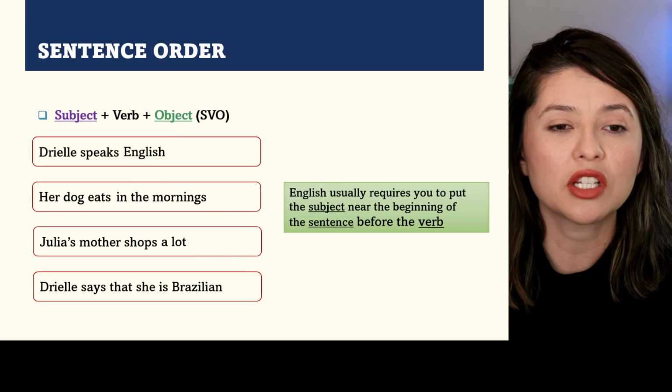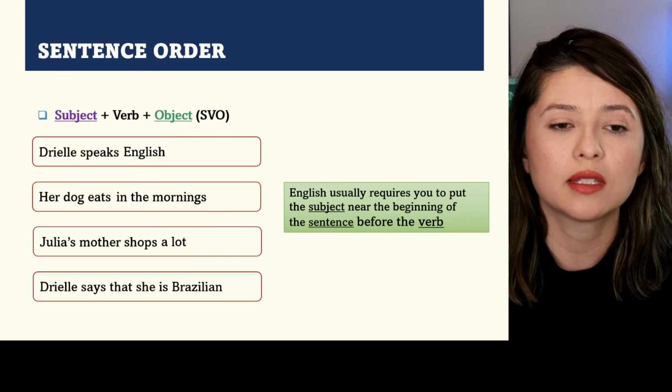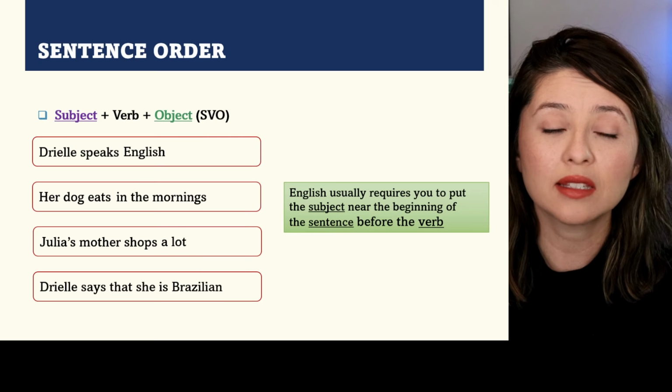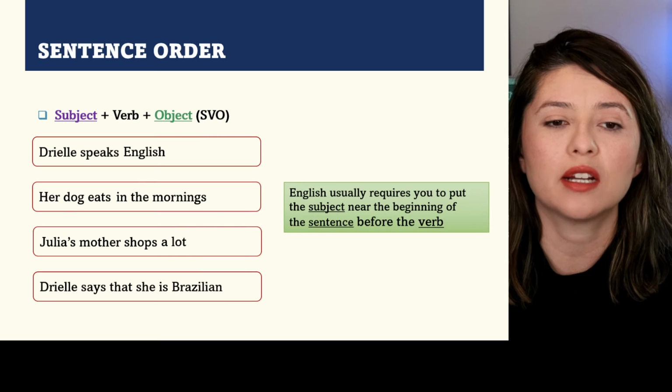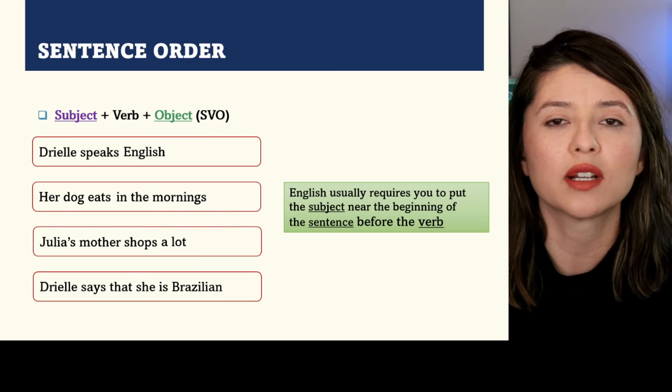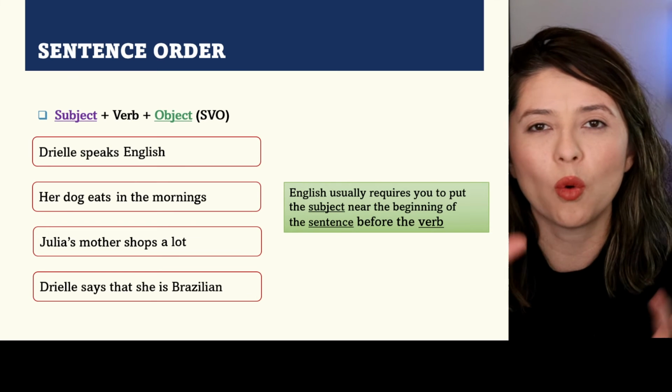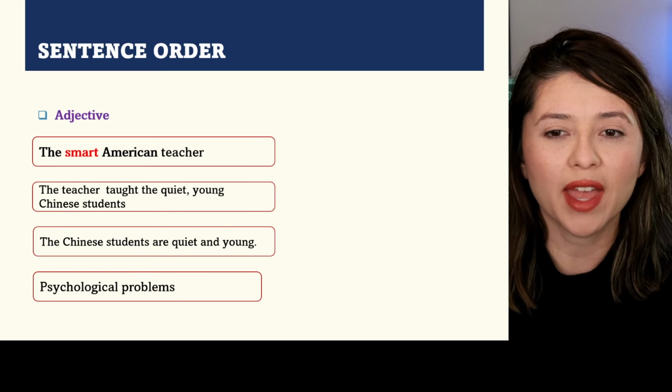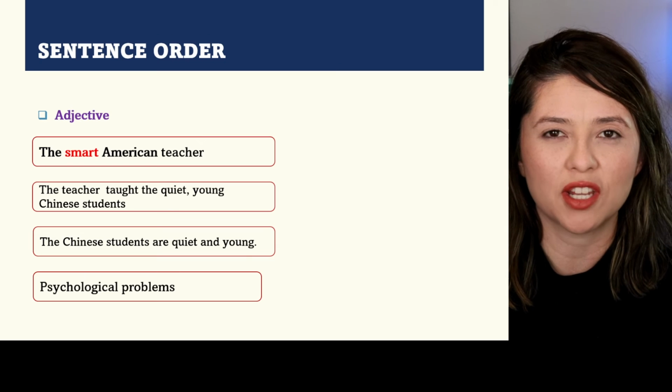So most of your English sentences will require the subject and the verb. And the subject needs to be near the beginning of the sentence before the verb. So that's the order that you're looking at. And then you can start adding adjectives.